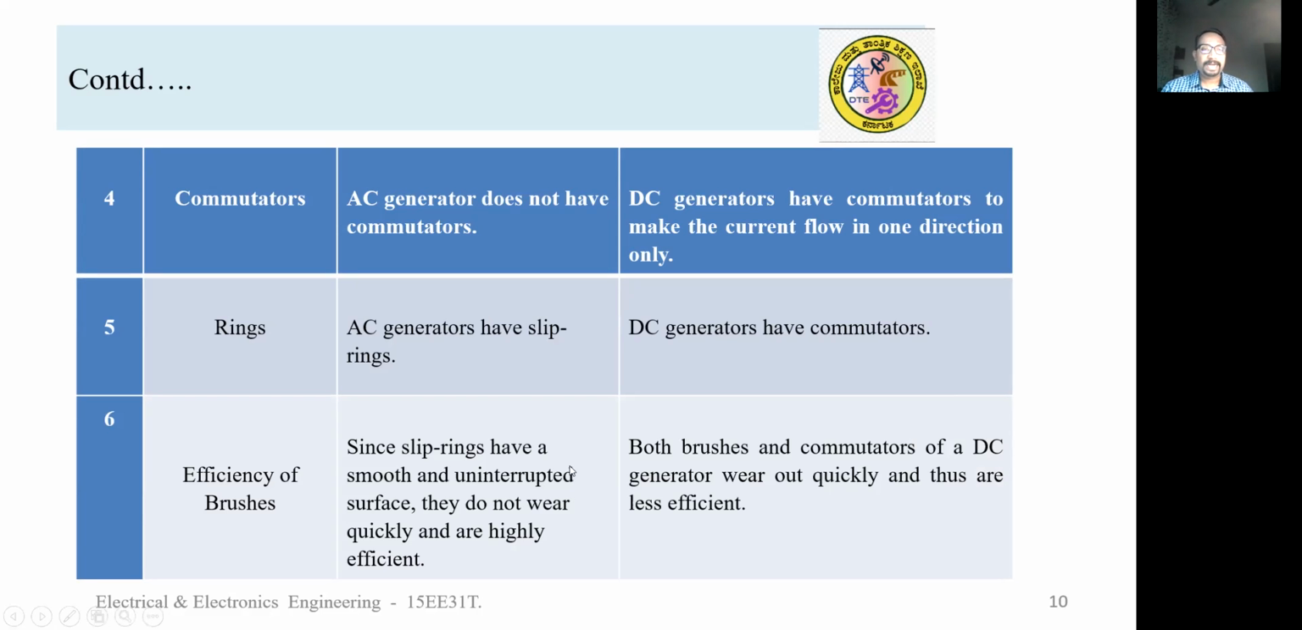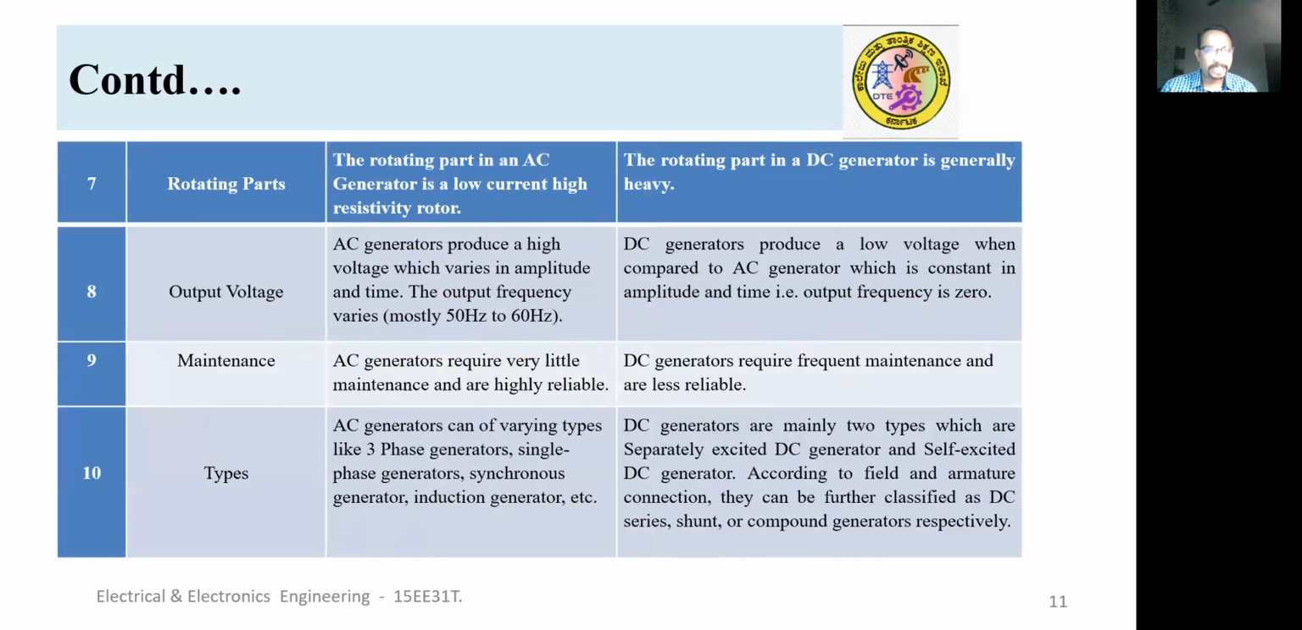So in this slide, we have seen the difference between the AC generator and the DC generator in terms of the commutator, slip rings or split rings, and the efficiency of the brushes. The next difference is: which are the rotating parts?